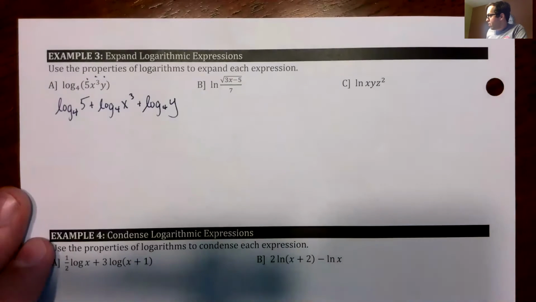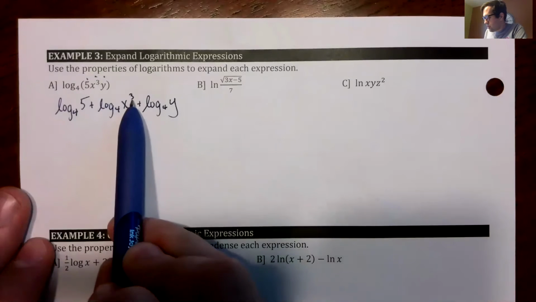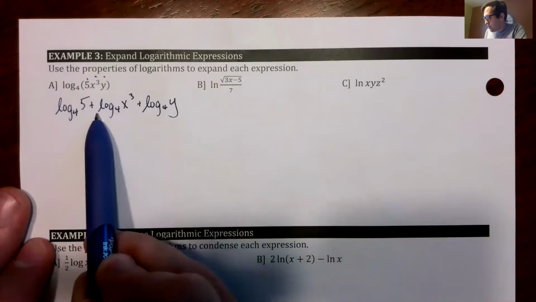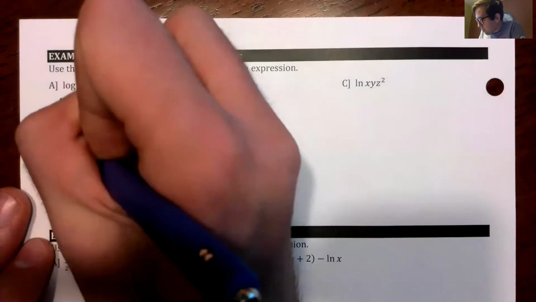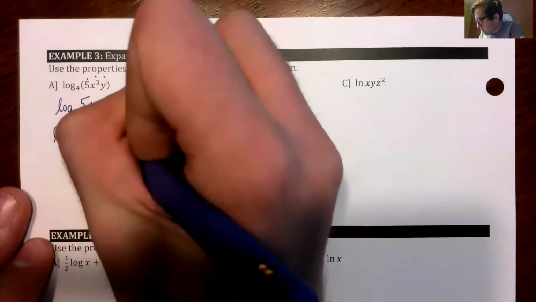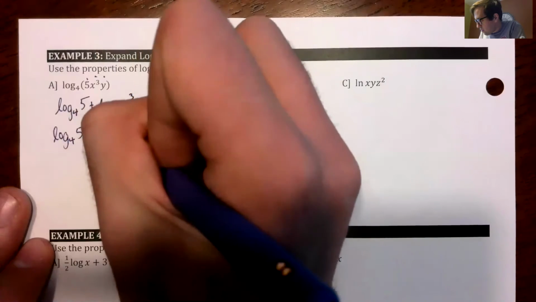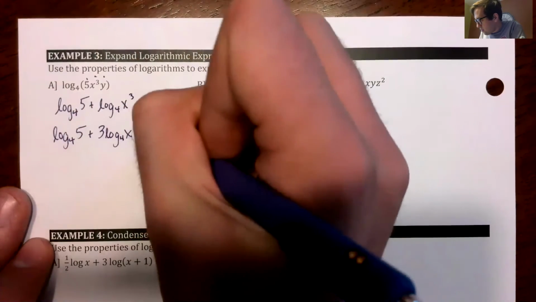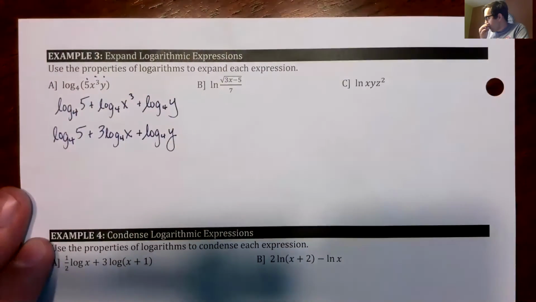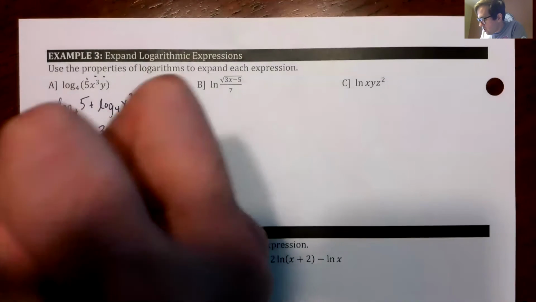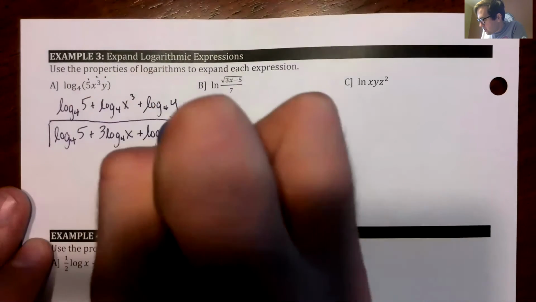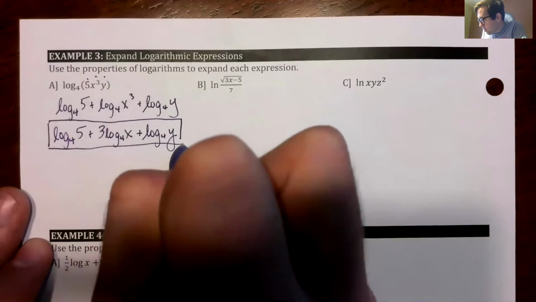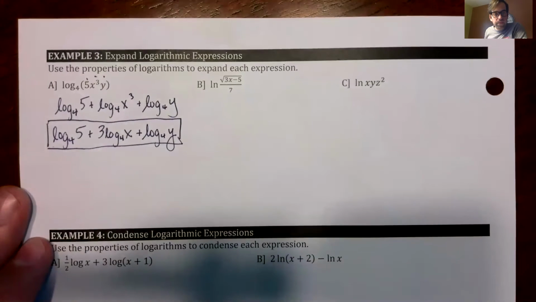Every term now has a log base 4. And so our expanding rules said, number 1, exponents must be written as coefficients. Okay, so I do have an exponent here. So I'm going to write it as a coefficient in my next step. And radicals must be written as exponents, but I don't have any radicals, so that means we're done. This is our expanded form of the original expression.